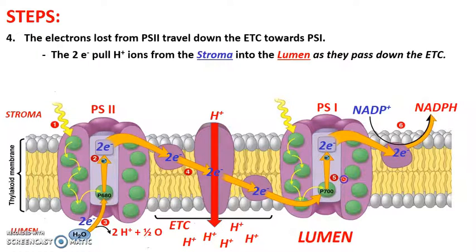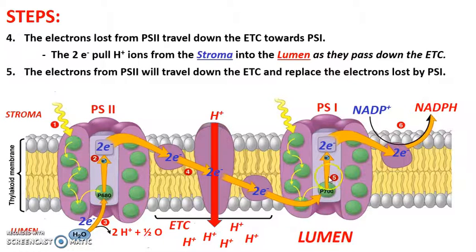Now let's focus on step 5 over here. Step 5 is going to be at the same time that PS2 is losing a pair of electrons when it gets hit by light. Again, beams of light are also called photons. PS1 is also getting hit at the same time. It loses a pair of electrons right here that are flashing, the same as PS2 did.